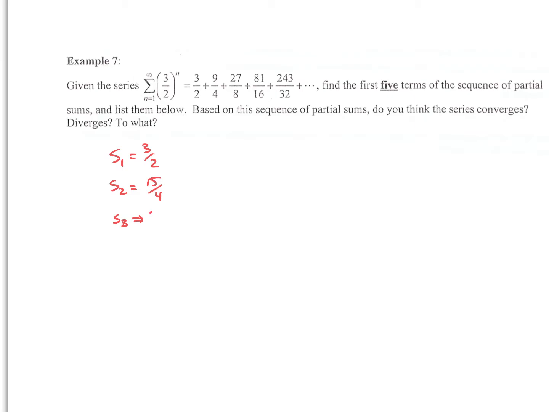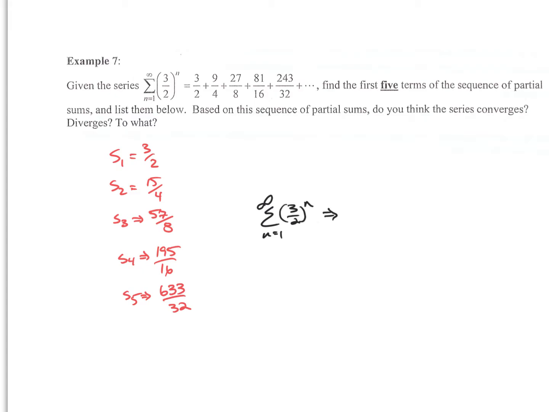And then what's my S sub 3? 57/8. And then what's my S sub 4? Let's double it and add 81. So 57 times 2 is 114 plus 81. 195/16. And then S sub 5. I'm just going to give it to you. I think it's 633/32. But now we're going to try to find a summation from 1 to infinity of 3/2 raised to the n.